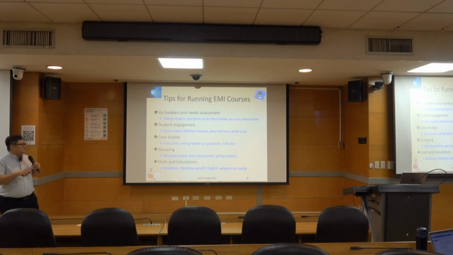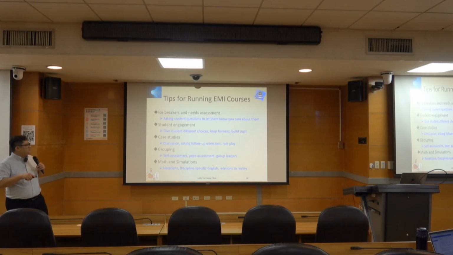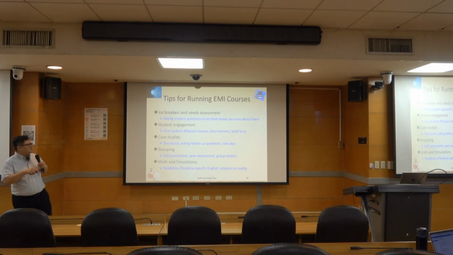And of course you need to have some questionnaires to let students know their background, so you can easily design or adjust your course. And of course, for student engagement, you need to give students joint activities, write homework, and so on. Remember to always try to give students different choices and keep fairness, and then you can build trust. So what is giving students different choices?